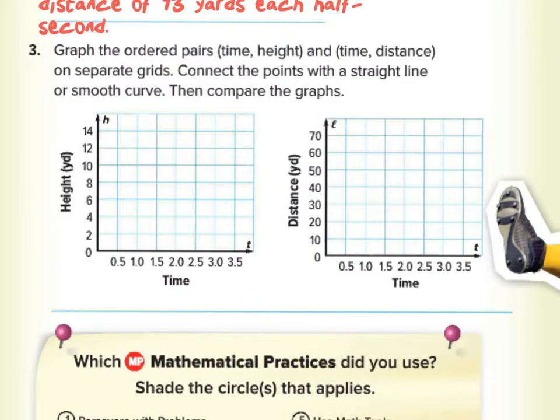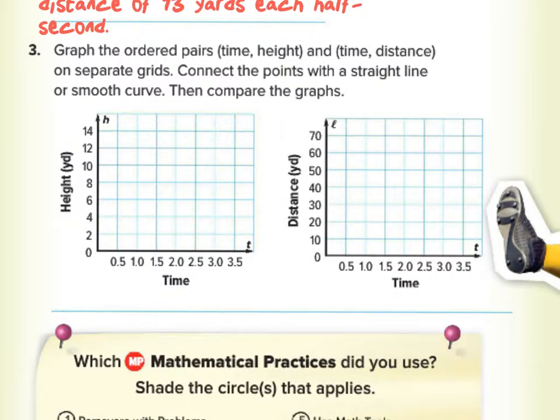Number 3, graph the ordered pairs, time and height, and time and distance on separate grids. Connect the points with a straight line or smooth curve, then compare the graphs. So for the first graph, we're going to do time and height. And you know that this one is the one that does not have a constant rate of change. While the second one is the distance and the time. This one does have a constant rate of change. So we should see a nice straight line in this one. And in this one, we should see a curved line.